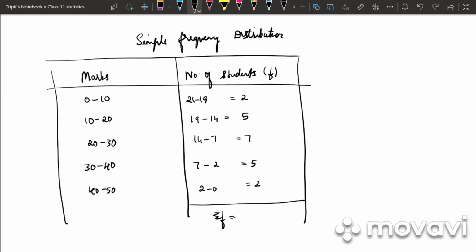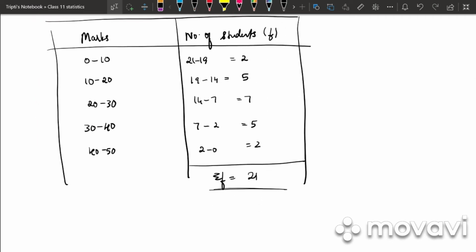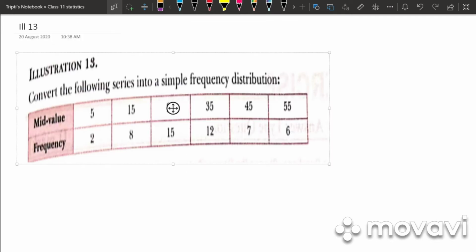So what is our summation F? 7 plus 5 plus 2, that is 14. 14 plus 5, 19. 19 plus 2 is 21. And what is our first number? 21. So always when they have given us the more than data, our first frequency will be equal to the summation of total frequency. This is a very similar problem to what we have already worked out in our previous classes. Next, let's go on to illustration 13.